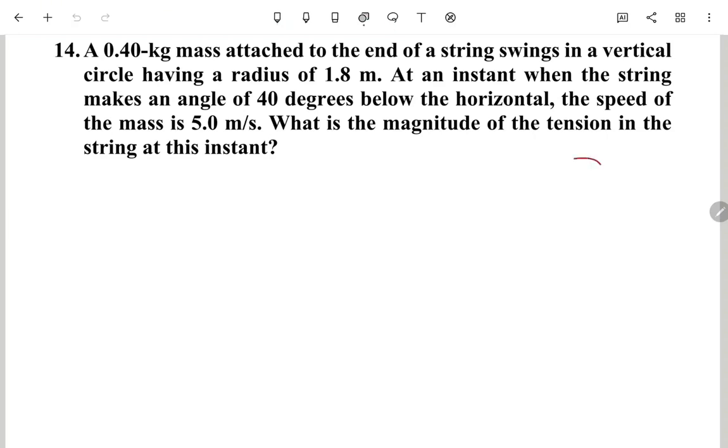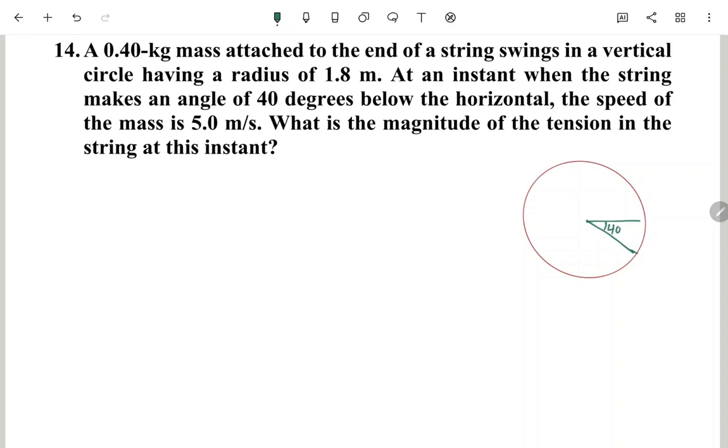Now let's draw the situation here. Here's the circular path, and this is the radius for the circular path, and it's making this 40 degrees below the horizontal, and we would like to find the magnitude of the tension in the string at that instant.